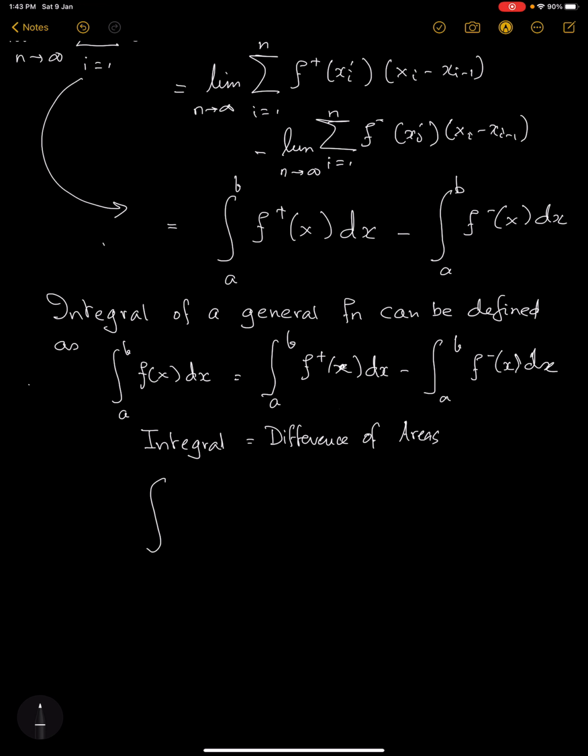Integral from minus pi to pi of sine of x dx. Many of you who know calculus would immediately know the answer is 0. But how do I get the answer 0? Can I put it in the format that we have just discussed above?